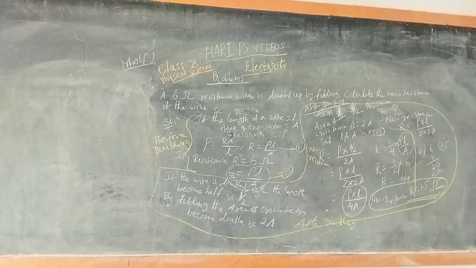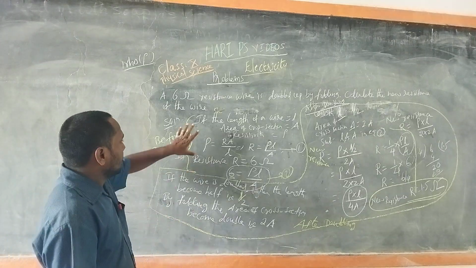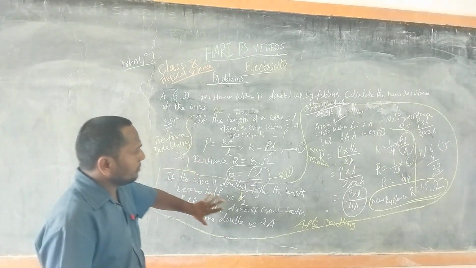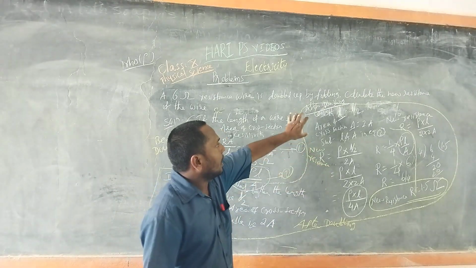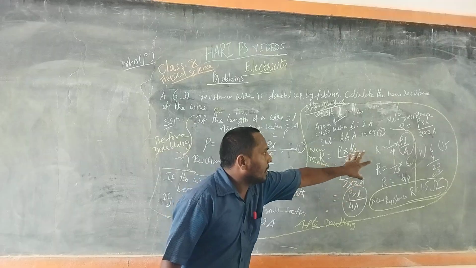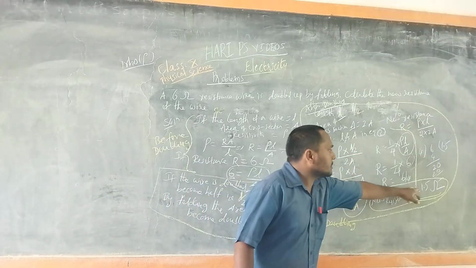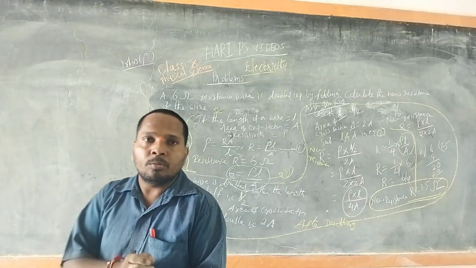So this is the complete problem. Two parts: before doubling and after doubling. Before doubling, the length and area of cross section; after doubling, this complete part. Sorry for the inconvenience. After doubling, the length is L by 2 and the area is 2A. Substituting all these values, we get the new resistance R is equal to 1.5 ohms.